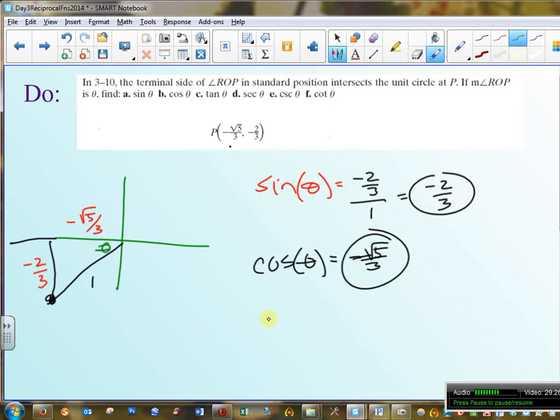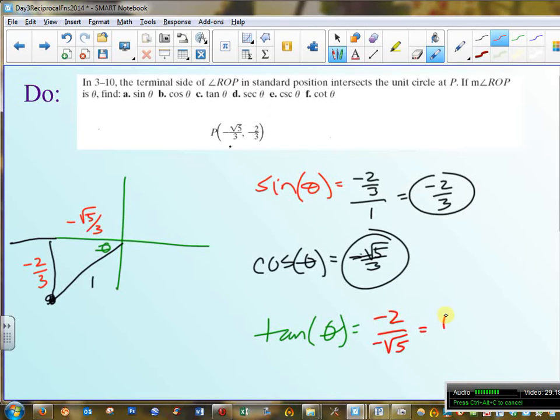And then we're going to find tangent of theta. And we've got tangent of theta is opposite over adjacent. Whenever you put opposite over adjacent, but also it's sine over cosine. So when I do tangent, I'm actually looking here. I have these already. I have a negative 2 over 3 and a negative square root of 5 over 3. Well, I know that when I put one fraction over the other and the denominators are the same, they cancel out. So I can write it as negative 2 over negative square root of 5.